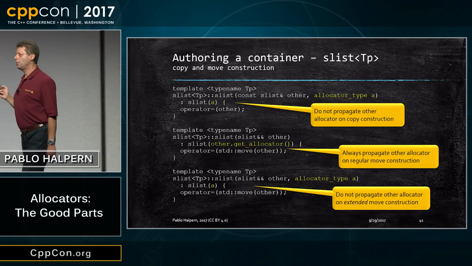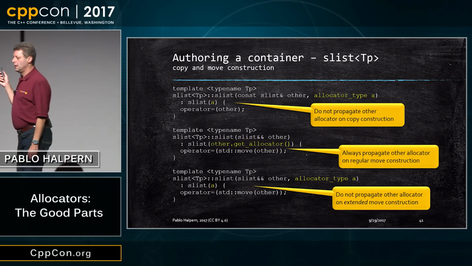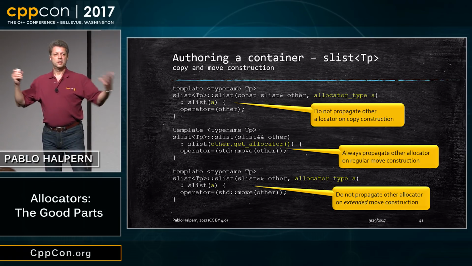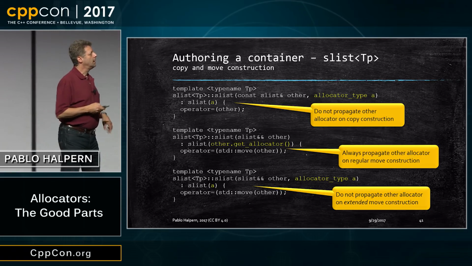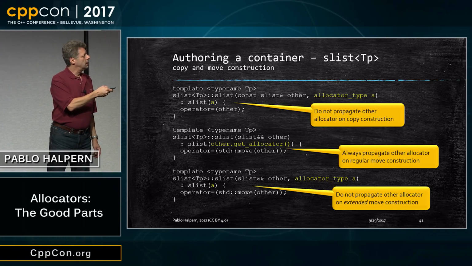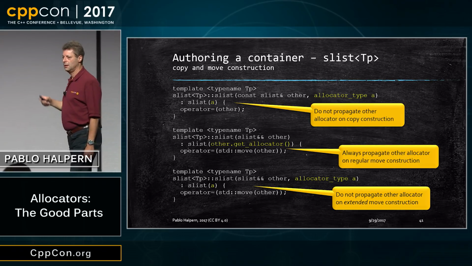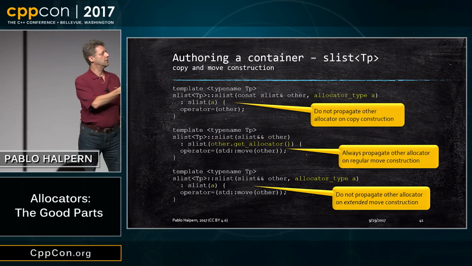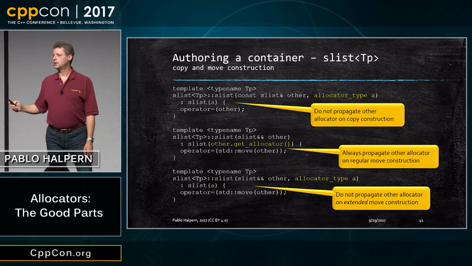So this is an important distinction, an important subtlety. The copy constructor, you could simply pass a default allocator in. The move constructor, you can't. Why? This move constructor in the middle always gets the allocator from the other one. A move constructor should always move the allocator, unless it's the extended move constructor, in which case you specify the allocator. So if you don't specify an allocator, the allocator should be moved.